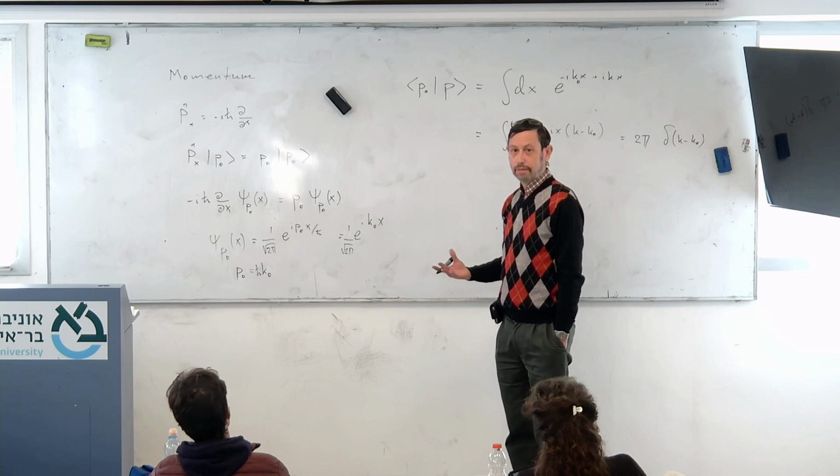Why? Because it doesn't have a normalization. Try to normalize it, you'll get infinity. It has only the Dirac normalization.